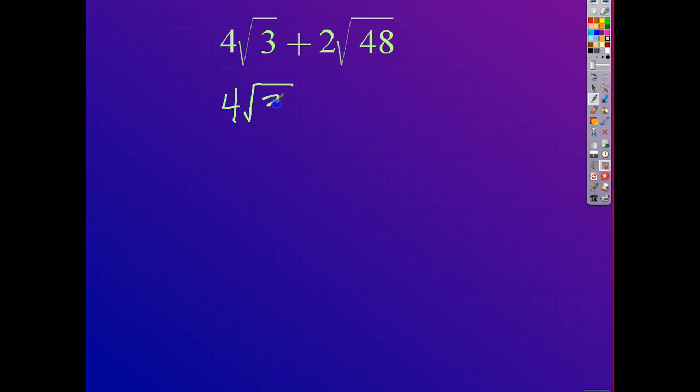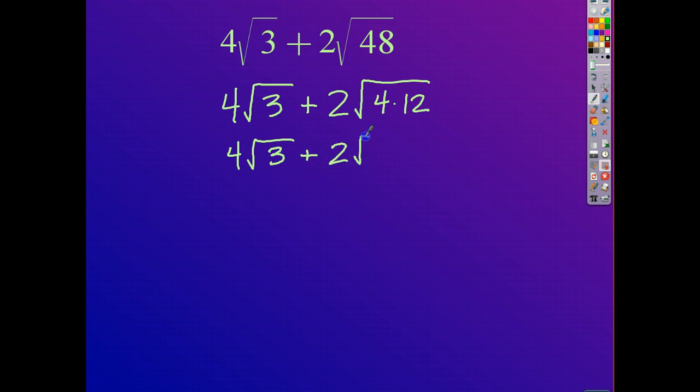But let's say you didn't get to that point and you looked at this and said, okay, I know 4 goes into that, right? So it's 4 times 12. But then what I'm hoping you see is there's another 4 in there. So you get 4 radical 3 plus 2 radical 4 times 4 times 3.